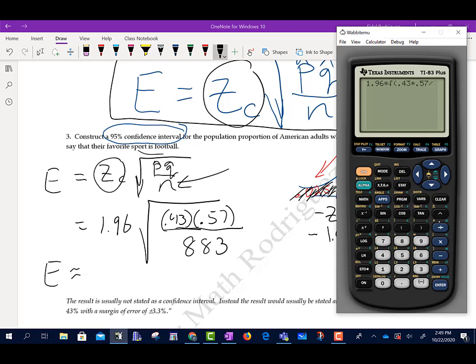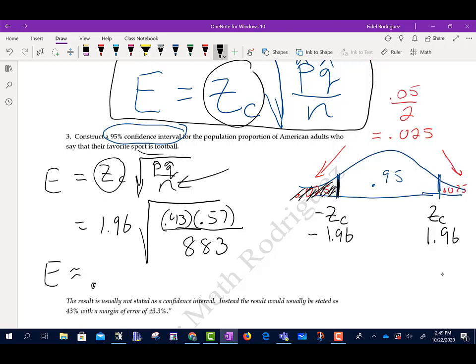Divided by, we're dividing the whole thing by, what is it, 883? Now I'm going to close my parentheses because that means that I'm taking the square root of the entire thing here, okay? And I'm going to hit enter and look at the error I'm coming up with. To 2 decimal places, I would say 0.03, right? This is my error, okay?